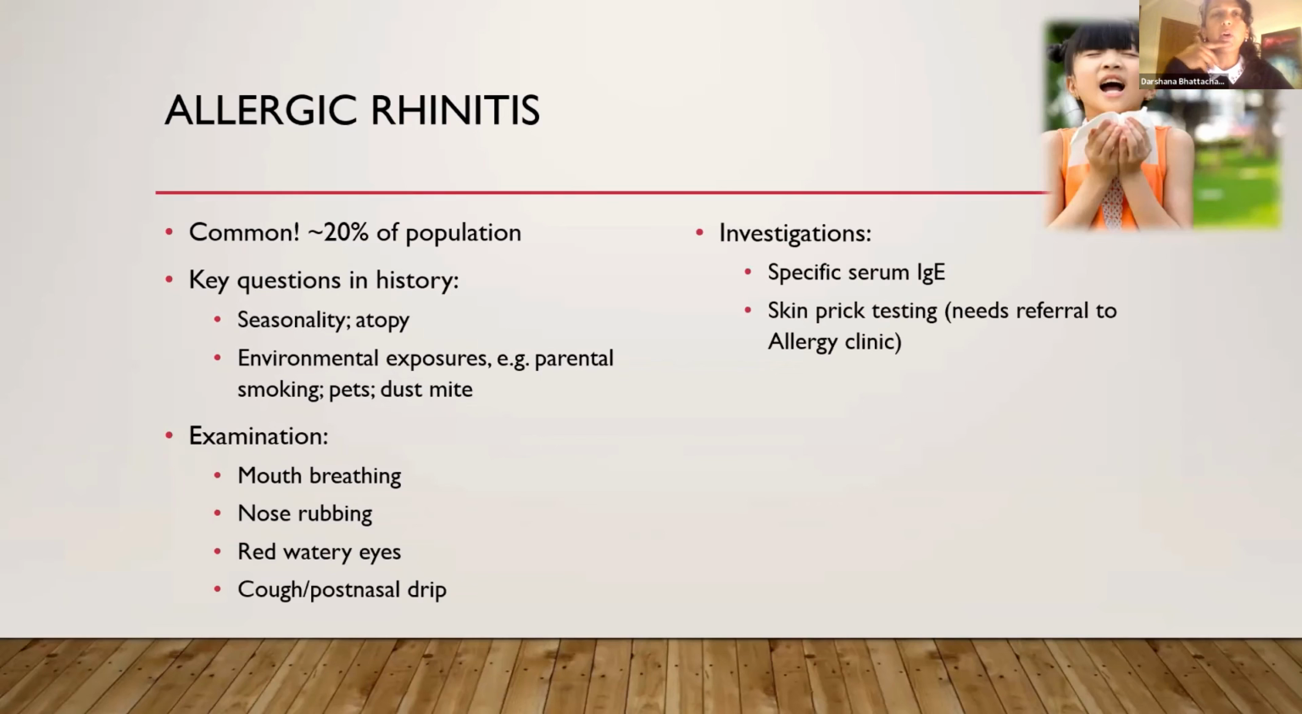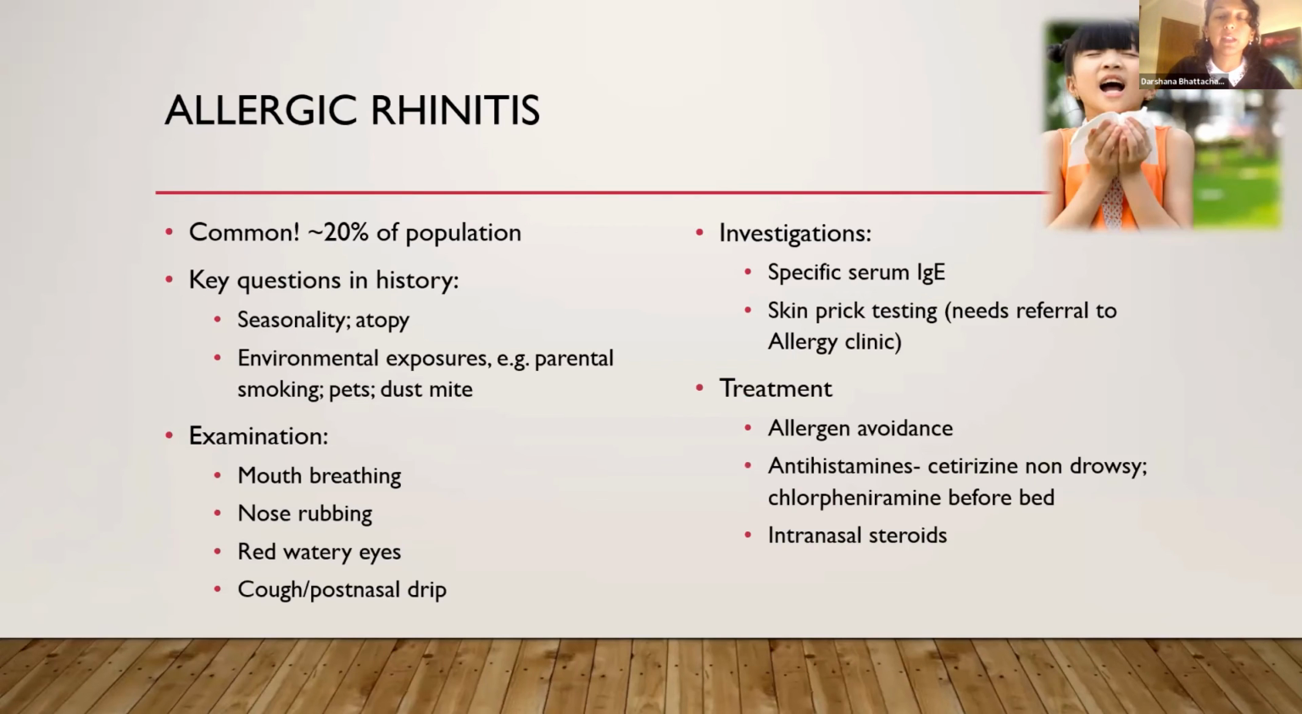Investigations: you don't often need to investigate these children if they have very obvious symptoms, but if there's any query in their symptomology, then you could request specific serum IgEs to, for example, dust mites, or to cat hair or dog hair. And potentially skin prick testing, but you really need to know what you're testing for. We don't tend to do just panels of general tests because it's not very helpful. And these children will need referral to allergy clinics if you are going down that route.